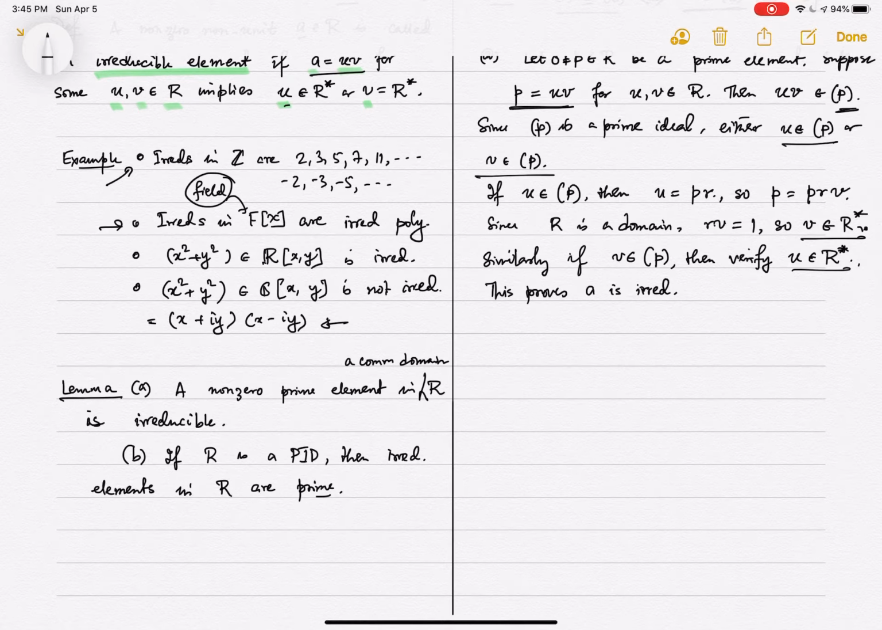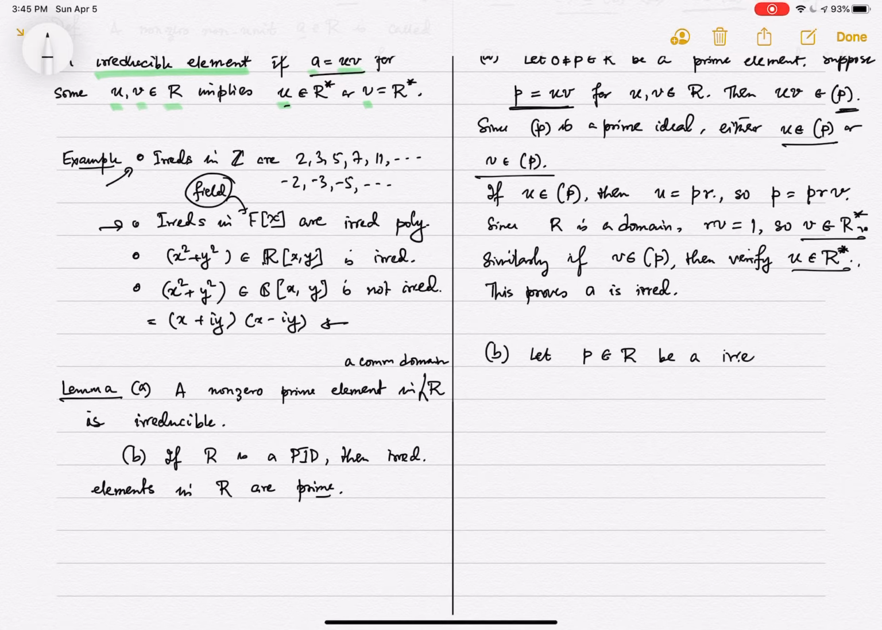Let's see. So we are in a principal ideal domain now. So assume R is a PID, and then I take an irreducible element. I have to show that it's actually a prime element. Let P in R be an irreducible element, and I'm assuming this is a PID.